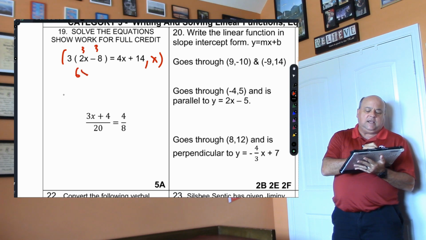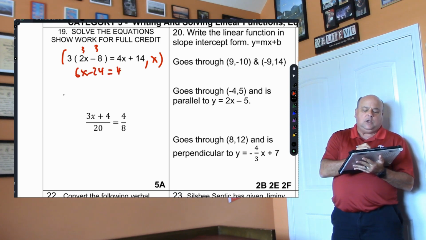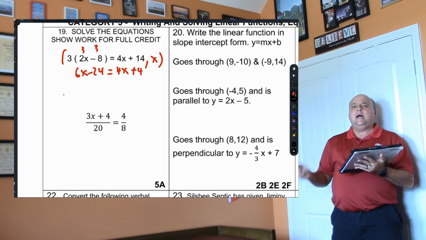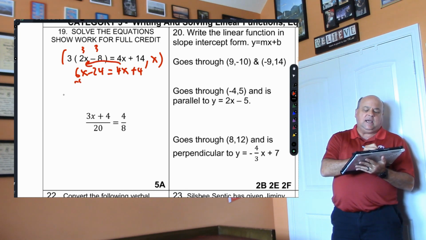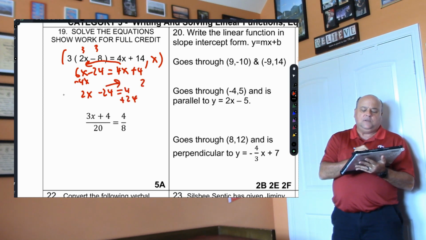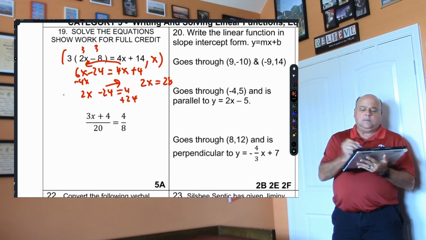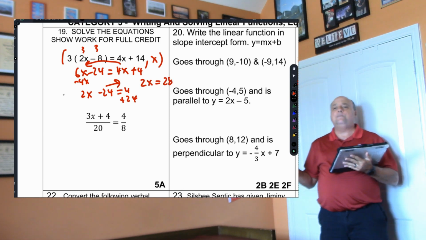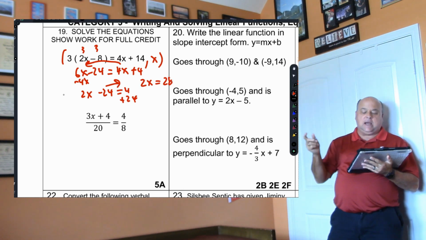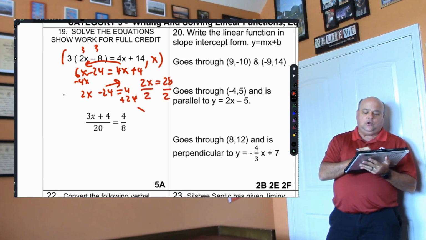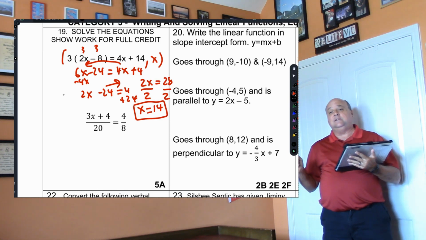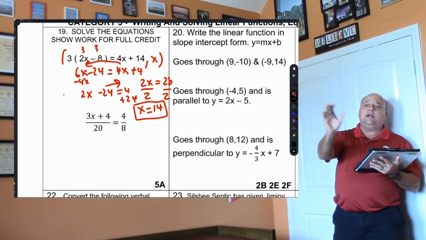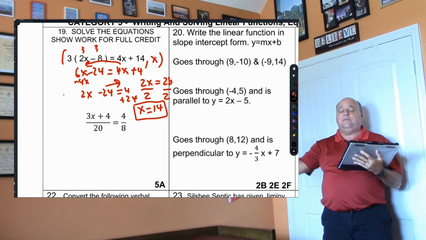Put 3 and 3. We're going to get 6x minus 24 equal 4x plus 14. I'm going to isolate my x. I'm going to move the x to the left. I'm going to get 2x minus 24 equal 4. Move the 24 over. I'm doing this real quick. So I'm going to end up with 2x equal 28. You're going to have to use the calculator if you can't do this arithmetic. Divide by 2. You should end up with x equal 14, which is what you get in NSolve. So you want to get all the letters to the left, all the numbers to the right, and then divide.